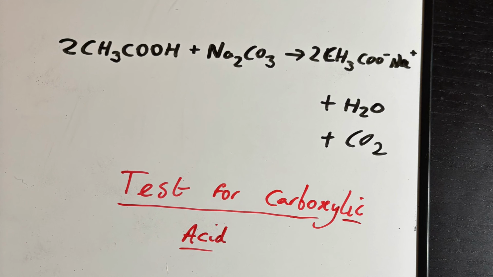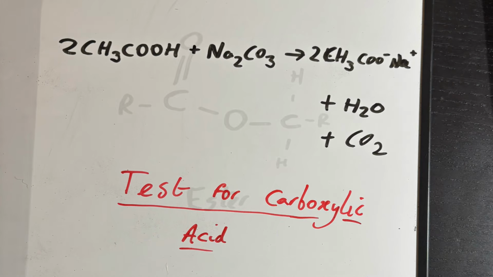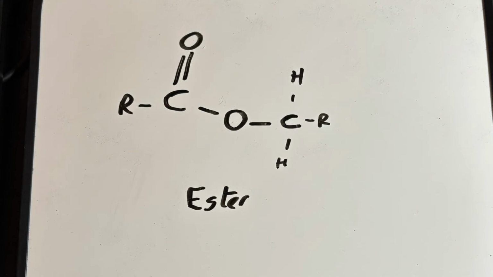Reacting with a metal carbonate gives you the salt, H2O and carbon dioxide, and this is the test for a carboxylic acid as opposed to phenol. That leads us on to our next functional group, which is an ester that looks something like this.